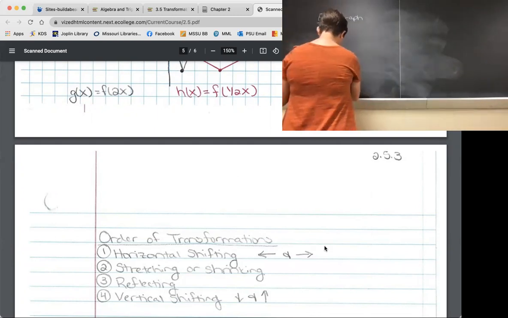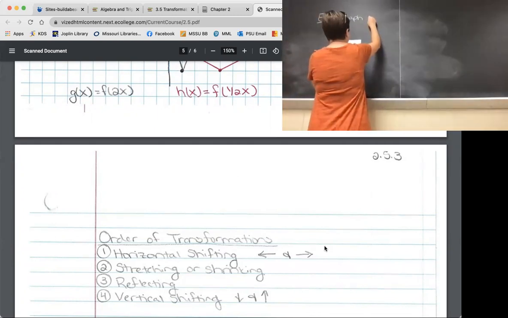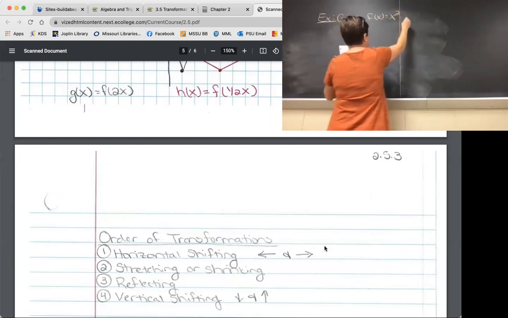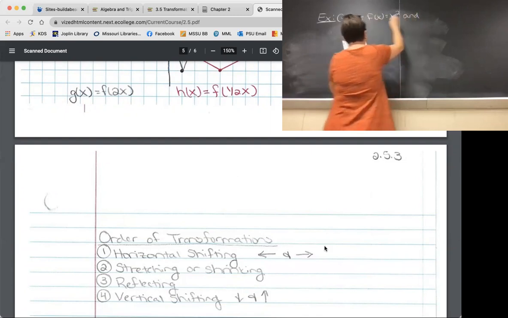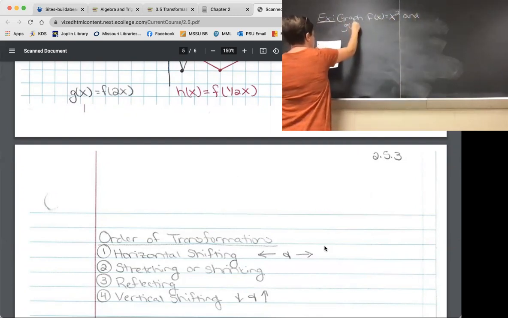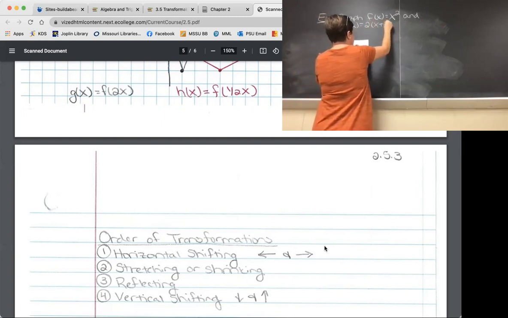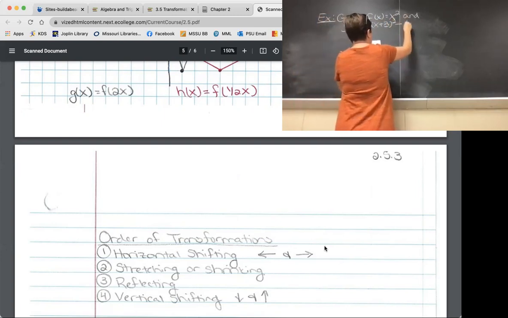So I'm going to graph f of x equals x squared and g of x equals 2 times (x plus 3) squared minus 1.